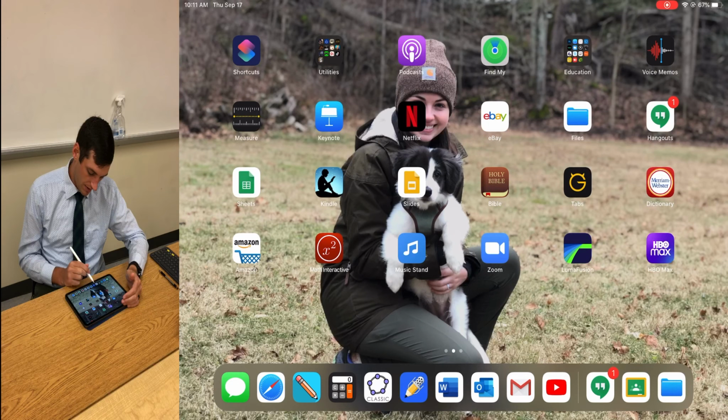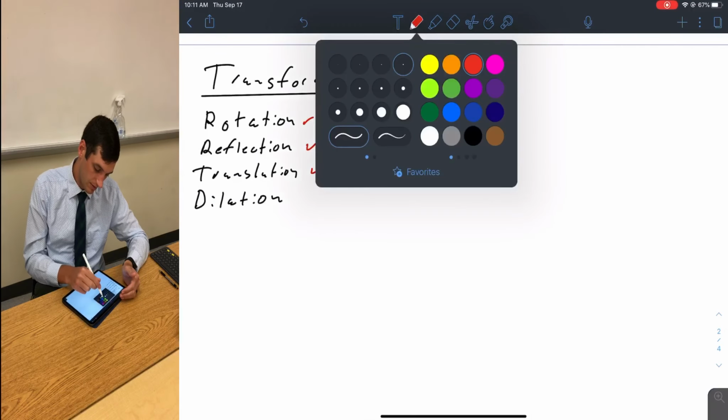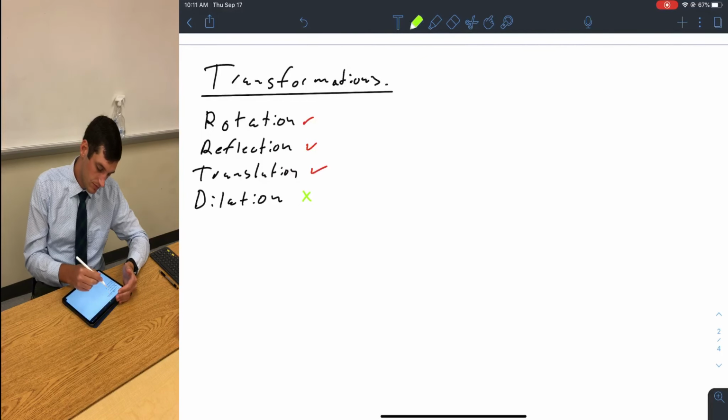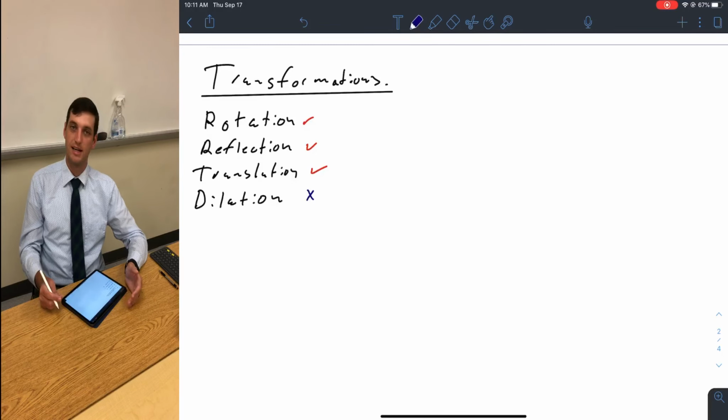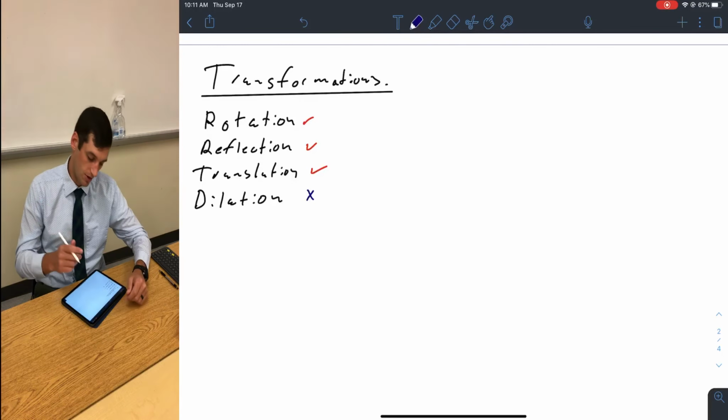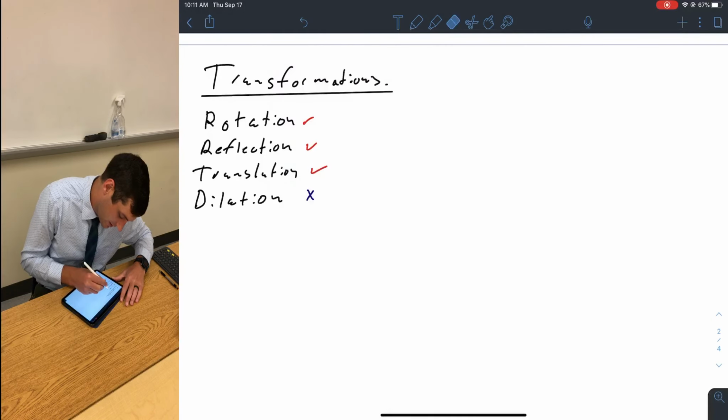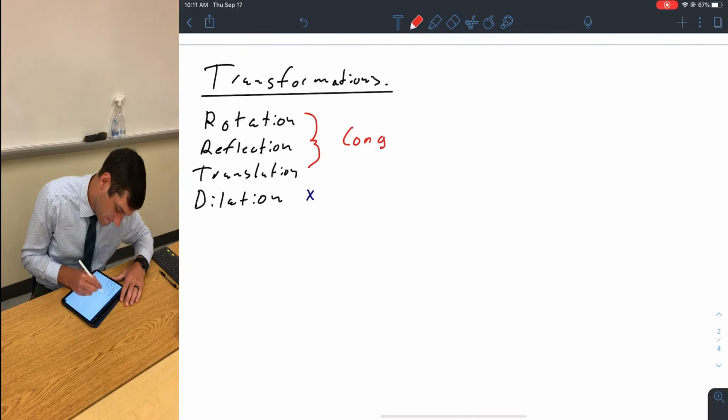All right, so whenever I go back to here, I'm gonna write it in green. I'm gonna put a big X. And I don't like that X, so I'm going to do a dark blue. Okay, so dilation does not maintain congruency, but the two shapes are similar. So with that being said, I'm going to write this off. This means congruent. I'll write this in blue just like I had it. This means similar.